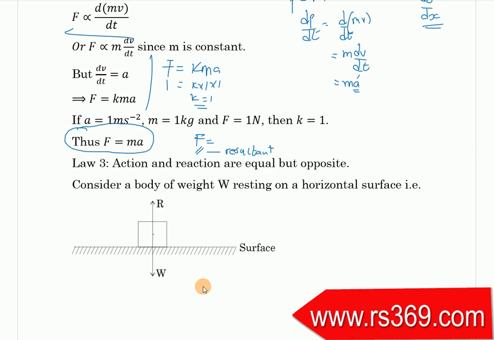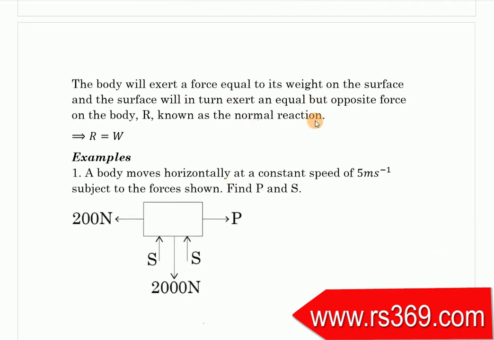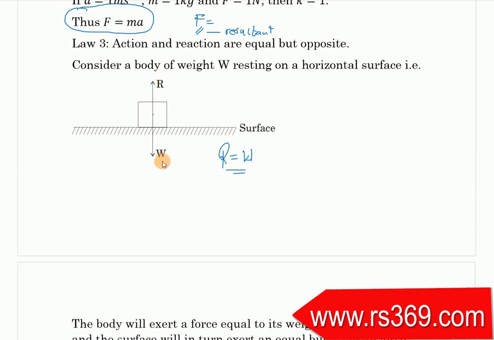What this law 3 is trying to tell us is that R is equal to W, because once the weight is acting downwards, we have an upward force in the opposite direction, and that force will be equal. What is the action? The weight. What's the reaction? It is that R acting upwards. It is just what they wrote here, that the body will exert a force equal to its weight on the surface, and the surface will in turn exert an equal but opposite force on the body, R, known as the normal reaction. From that third law, R is equal to W.